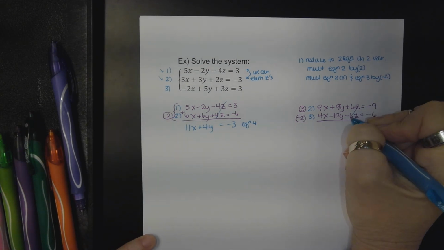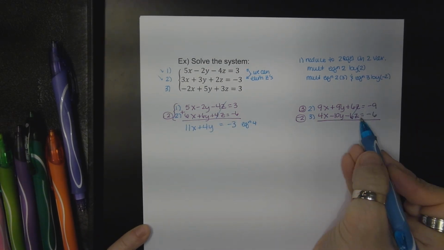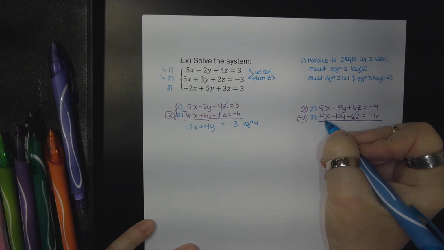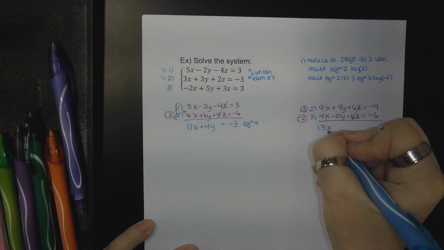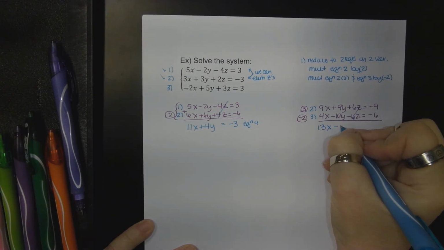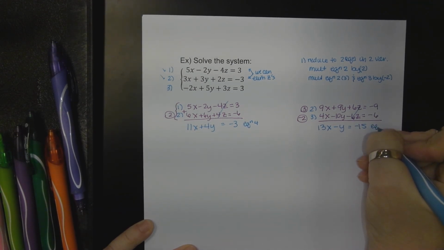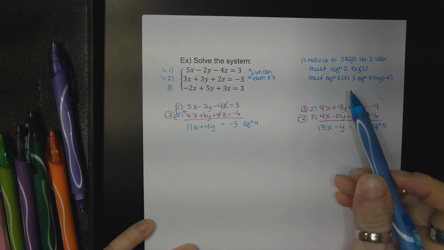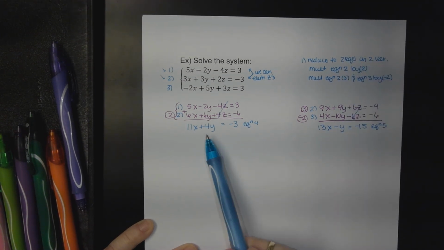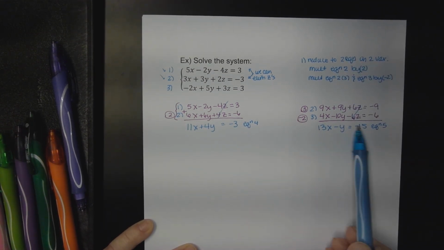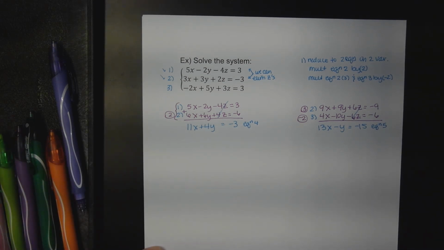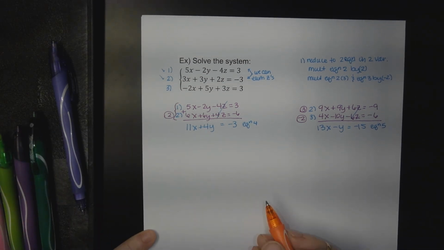To cancel, which is what we were shooting for, right? We're going to eliminate the same variable. So 9 plus 4, 13x minus y equals negative 15. Now this is our equation 5 because we have 2 equations in 2 variables. We have x and y, and here's our 2 new equations, okay? So that was our step 1.